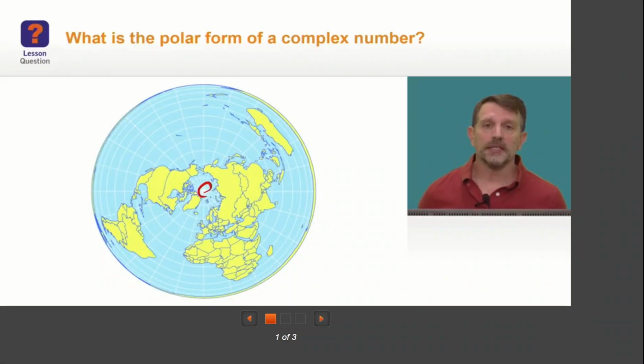You've already seen that a complex number in rectangular form is z equaling a plus bi. But there's another form of a complex number, the polar form. In this lesson, we'll answer the question, what is the polar form of a complex number? And we'll see how it relates to the rectangular form. Let's get started.